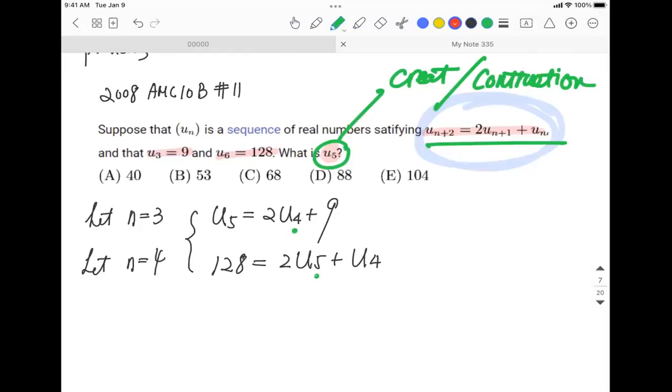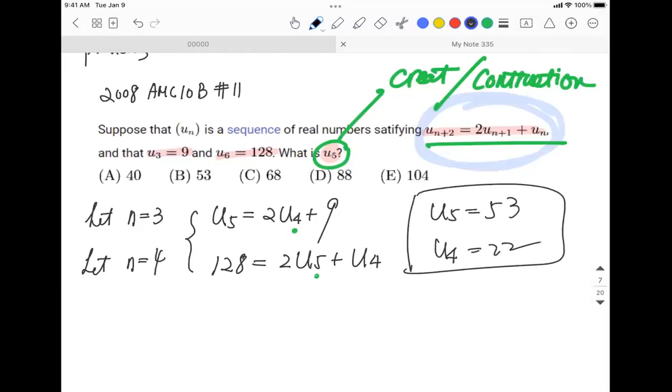I think it's 53. Is that right? You guys have the same answer? I think so too. Perfect, right? That's a very easy calculation. U5 equals 53 and U4 equals 22, right? Something quite understandable. This is an easy peasy problem. Okay, if all good, let's go to our second problem.